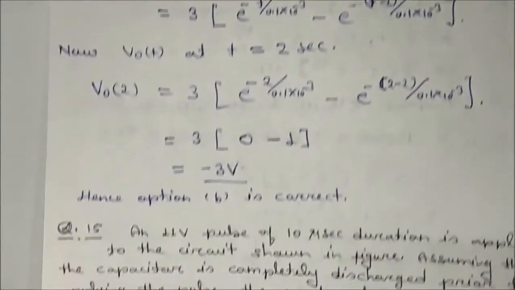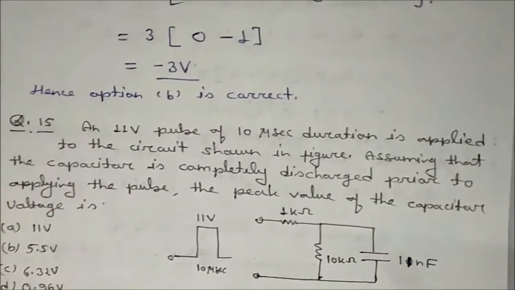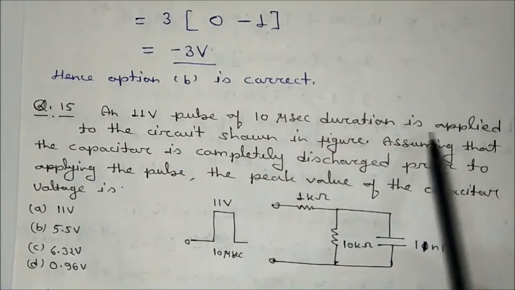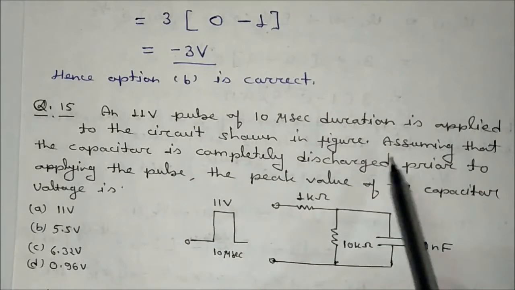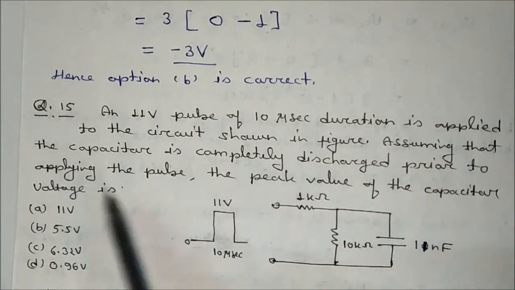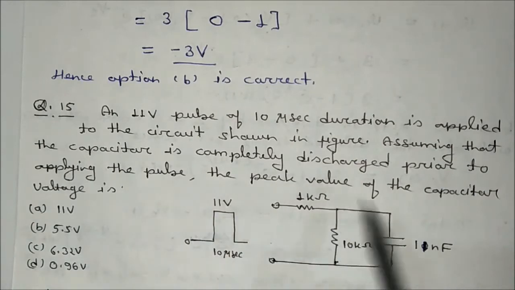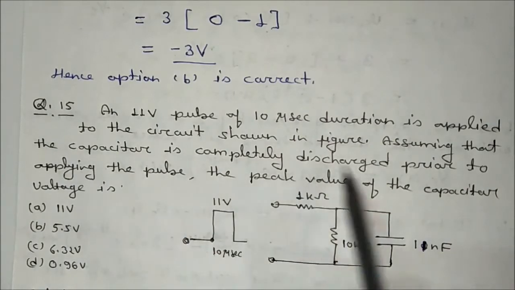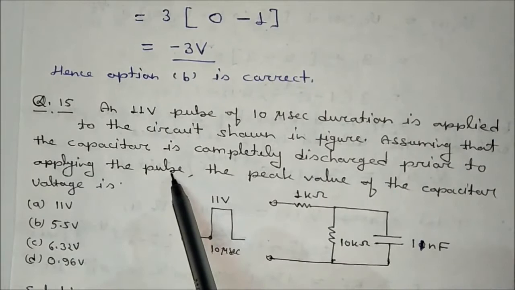Now the next problem, in this problem it says that an 11 volt pulse of 10 microsecond duration is applied to the circuit shown in the figure, assuming that the capacitor is completely discharged prior to applying the pulse. The peak value of the capacitor voltage will be. Okay, let's see. This position is what? 10 microsecond. This position is what? 0.